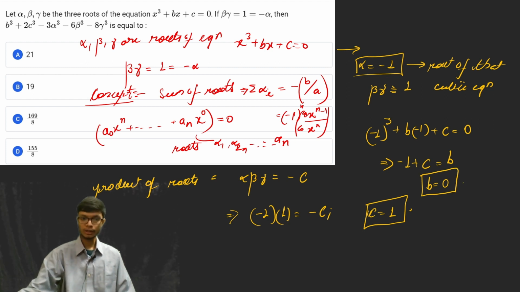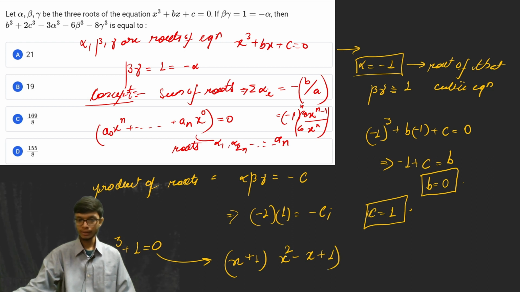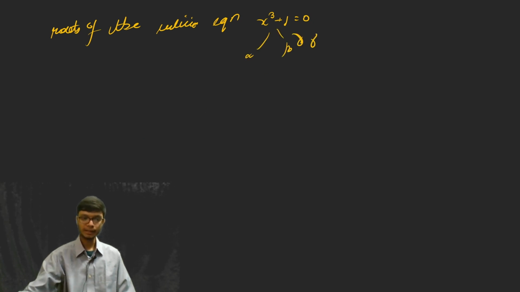Now I have the cubic equation x cube plus 1 is equal to 0. This is a very important cubic equation. If you look at it, it can be factorized as x plus 1 into x square minus x plus 1 is equal to 0. So if you look at the roots of this cubic equation x cube plus 1 is equal to 0, the roots were given as alpha, beta and gamma.